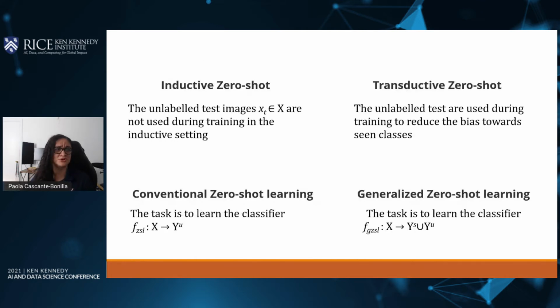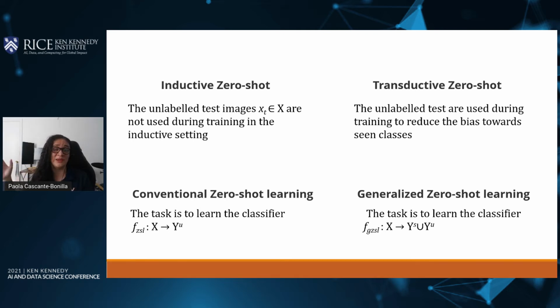Okay, and then we also have different setups. We have the inductive zero-shot and transductive zero-shot. The inductive is more like the classical approach. Here, I only have access to the images that are labeled. In the transductive zero-shot, I have access to the unlabeled test set.